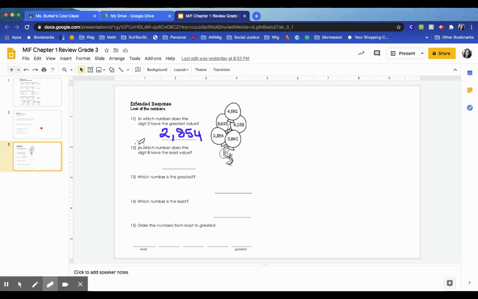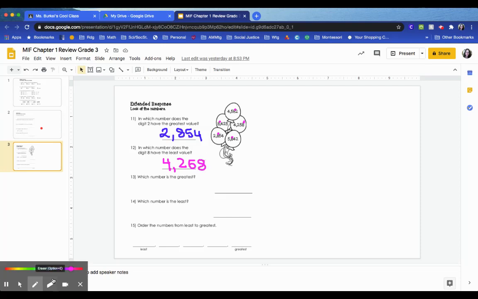Number 12. In which number does the digit 8 have the least value? Okay, here's an 8 in the tens, 8 in the ones, 8 in the hundreds, 8 in the thousands, 8 in the hundreds. Which one is the least value? That's right, this one. 8 in the ones place. This 8 is only worth 8. This 8 is worth 80. This one's 800. This one's worth 8,000, and that one's 800. So for number 12, fill it in.